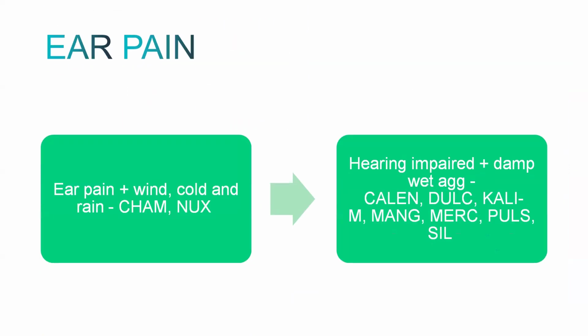Now, ear pain. Ear pain with windy, cold and rain: chamomilla and nux vomica. Here you see hearing impaired with damp weather. Due to this rainy weather, they complain of impaired hearing. One of the top remedies you can think of is calendula.